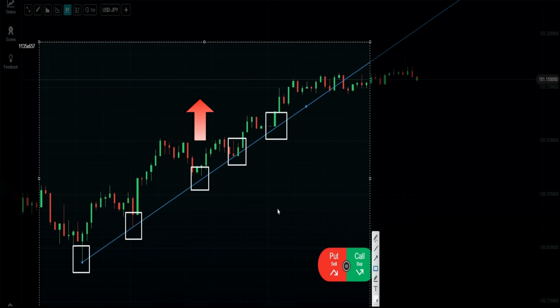A trend line is drawn by joining two swing points. The third swing point will be that of a possible bounce on the trend line, to be used for opening the trade.